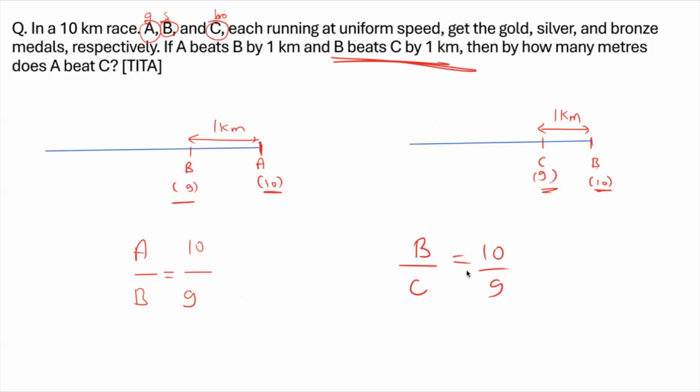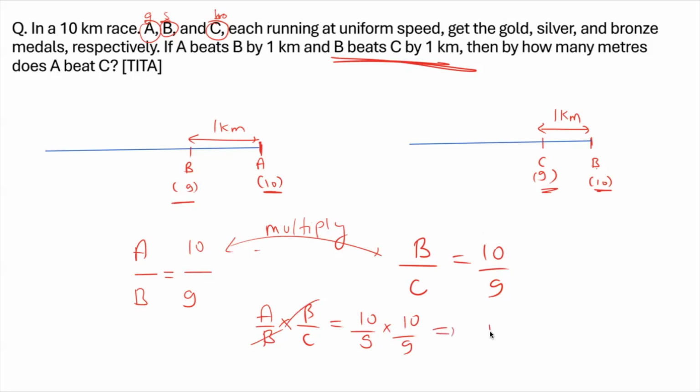And that is also the ratio of the speeds, because these two distances have been covered in equal amount of time. Now, if I just multiply these two equations, guys, my job is done. Just multiply. So on the left-hand side, I will have A by B into B by C. On the right-hand side, I will have 10 by 9 into 10 by 9. So B and B will cancel out. Ultimately, I will get A by C is equal to 100 divided by 81.